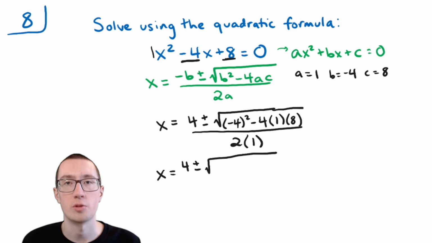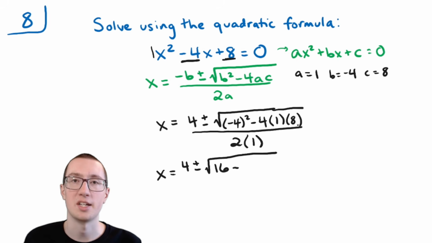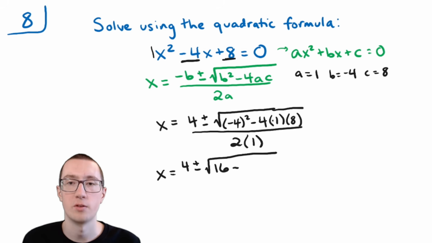Well, that's negative 4 times negative 4. 4 times 4 is 16, and two negatives make a positive. So we'll have positive 16 minus 4 times 1 times 8. Well, anything times 1 is itself, so this 1 isn't doing anything. And 4 times 8 is 32. And that's all going to be over 2 times 1, which is 2.